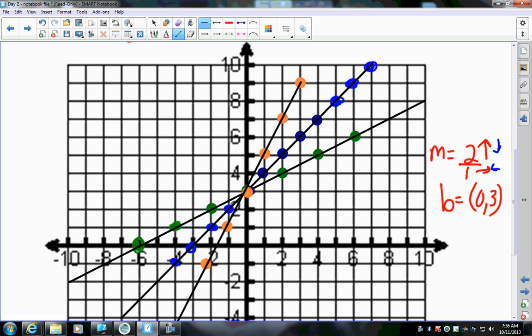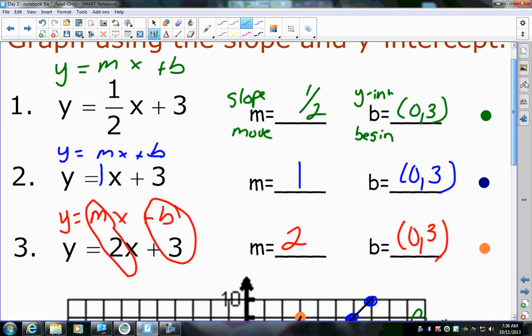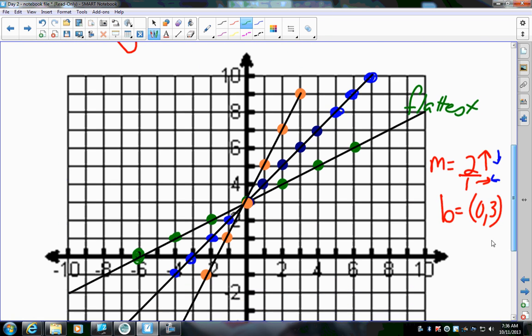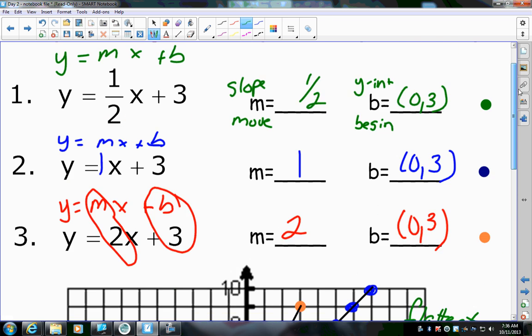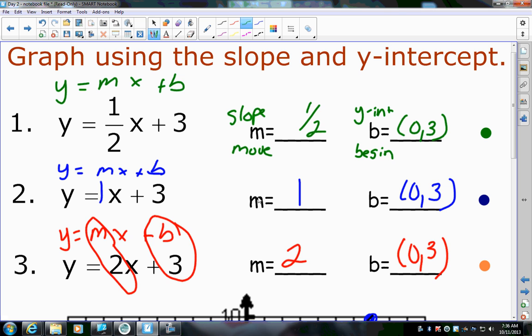So the only thing that's different is how steep the line is, right? Some are flatter. Which one's the flattest out of the 3? The flattest would be the green. And if you notice, the slope on the green is a fraction, isn't it? Okay, we'll come into this in a minute. What's the next steepest after the green? The blue. And then the steepest one, the one going up the most, is the orange, or the red, whichever. On mine it's red.